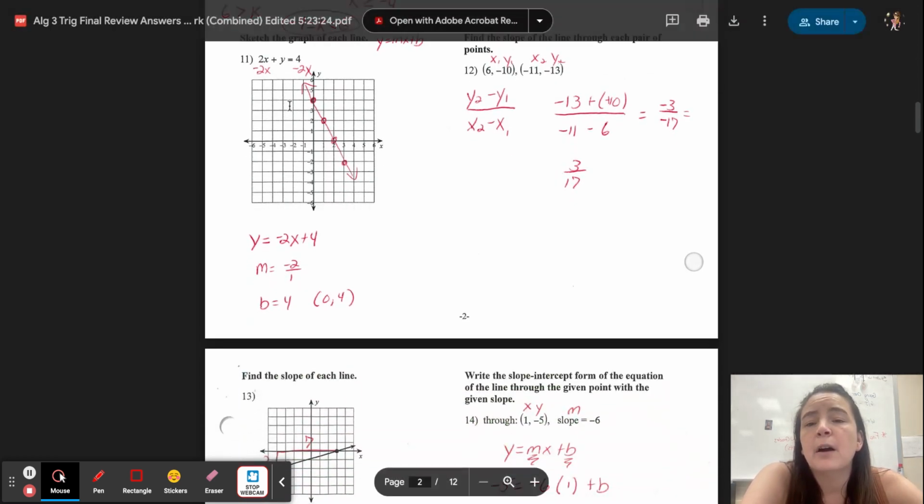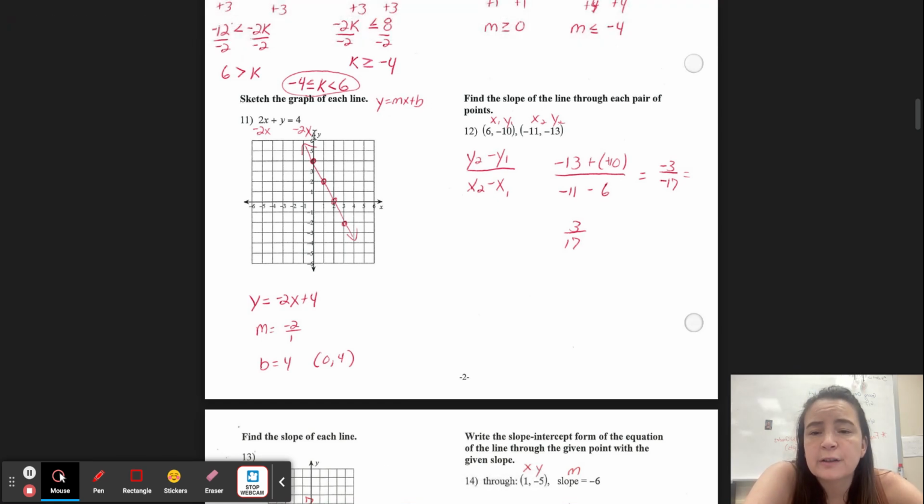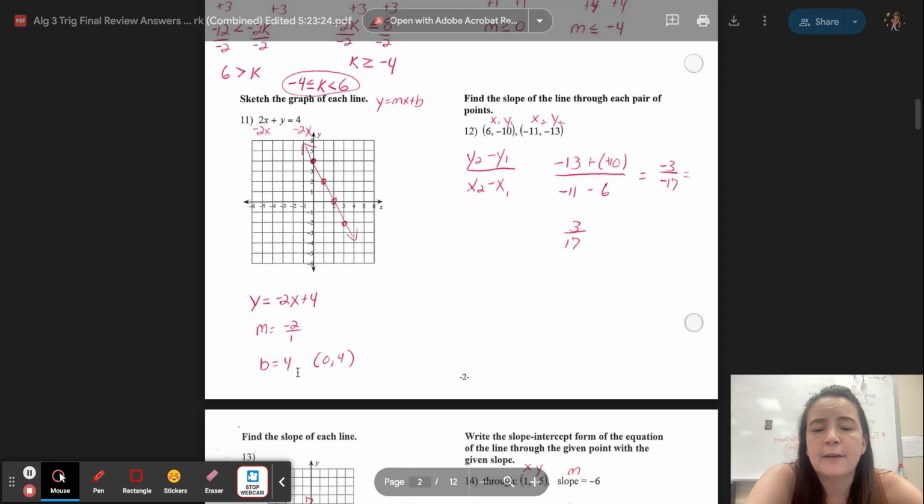All right, for number 11, we have to graph. When we're graphing, we want to make sure it's in slope-intercept form. This one wasn't, so I subtracted the 2x from both sides. So I have y equals negative 2x plus 4. The number in front of the x, the m, is your slope. The number attached by addition or subtraction is your b, your y-intercept. So I have negative 2 and I have 4.